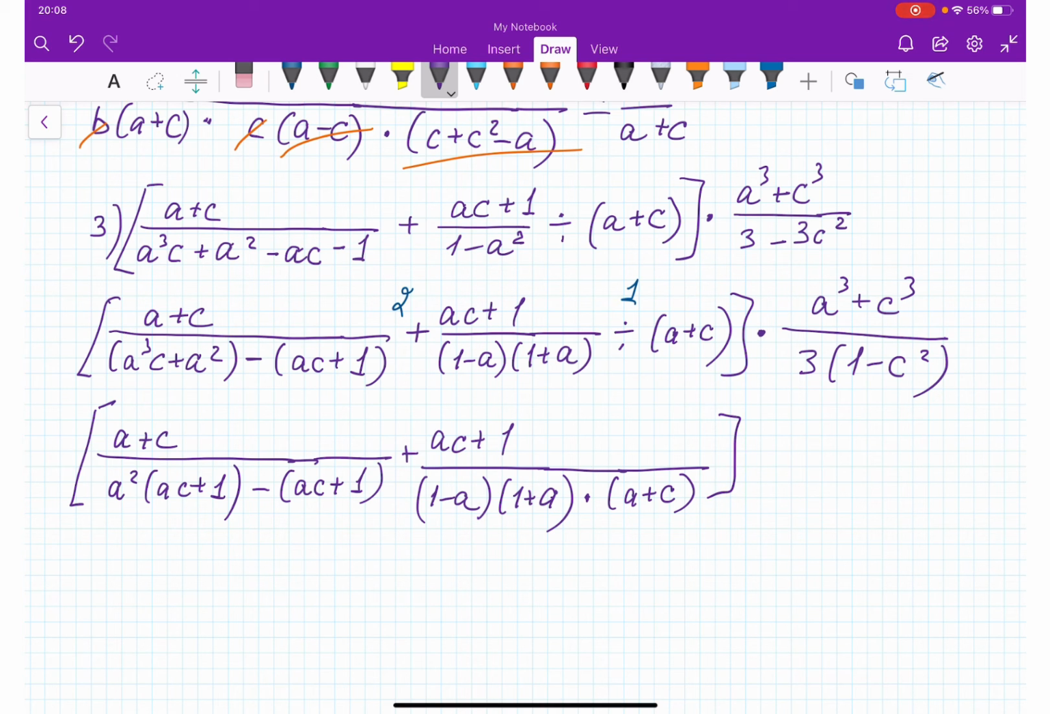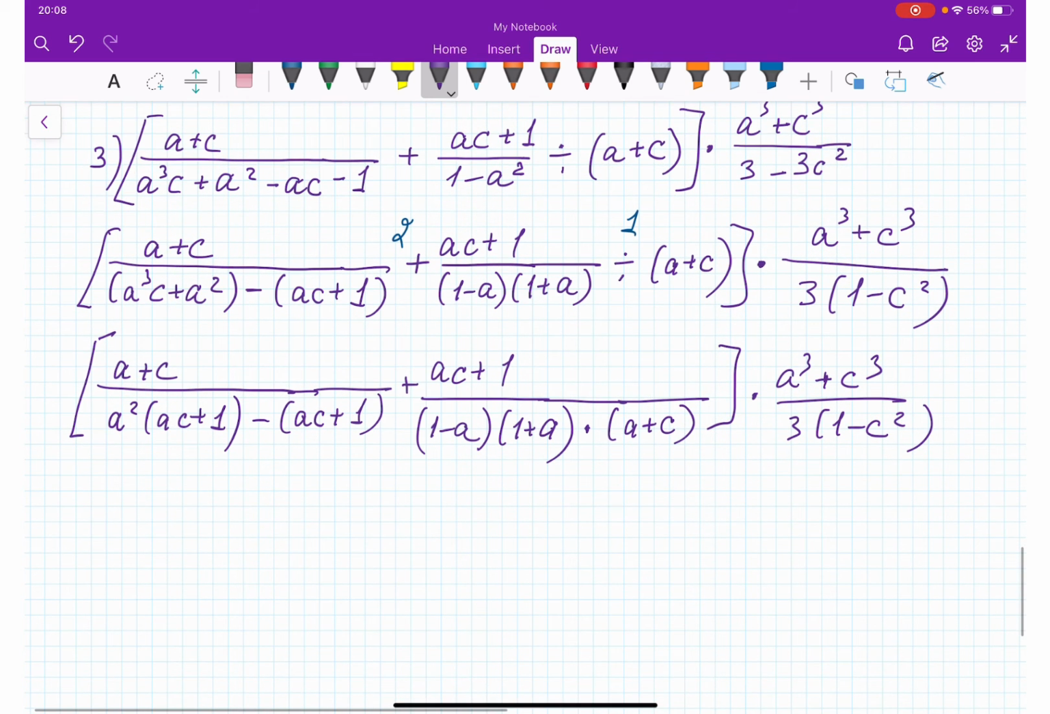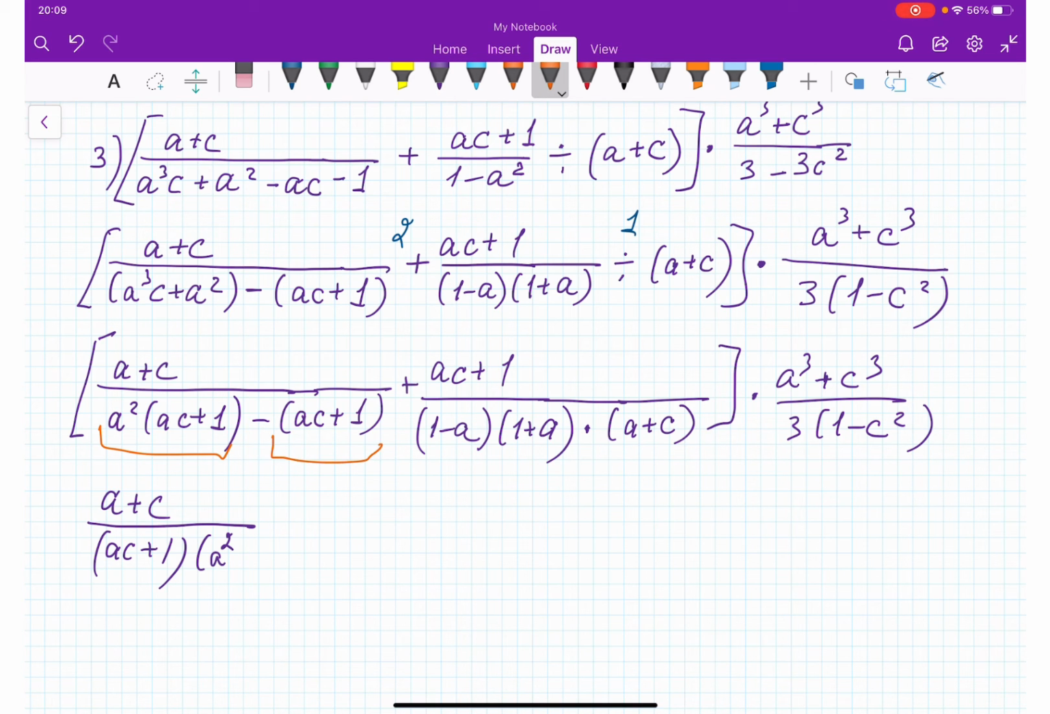Okay. And times a cubed plus c cubed, and three taking out 1 minus c squared. Well, 1 minus c squared we can also open. Well, let's be patient, we'll see. Okay, a plus c. In the denominator, I'm grouping ac plus 1. It's going to come out as a common factor. So from this term, I will have left only a squared because ac plus 1 I took out as a common factor. And from this term, since it's only ac plus 1, it's going to be left 1, right? So minus 1.